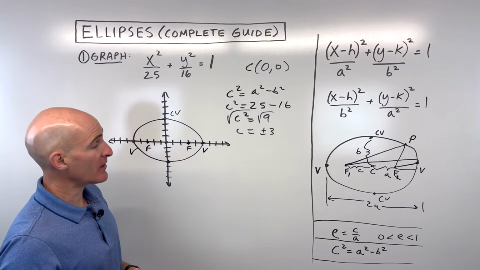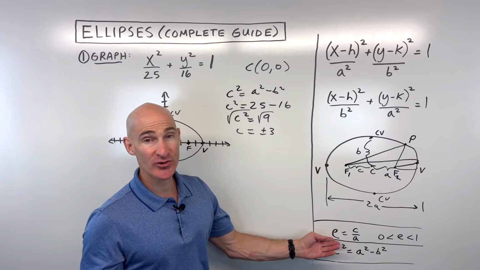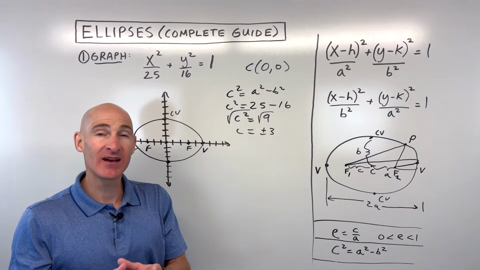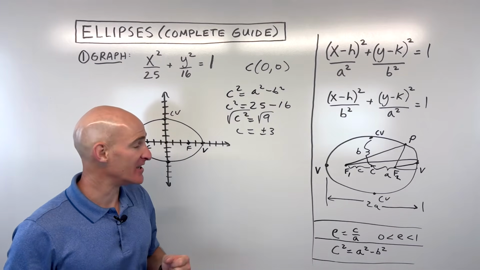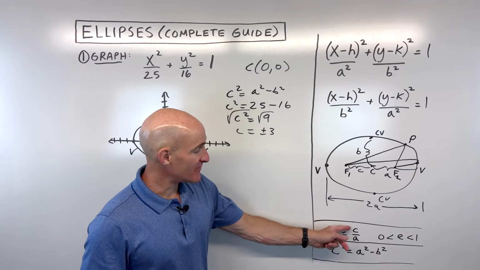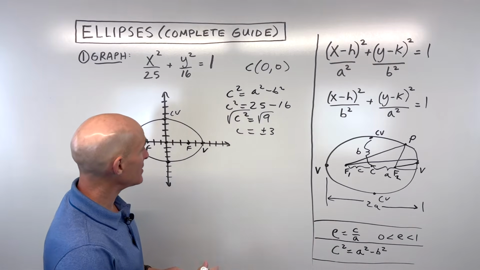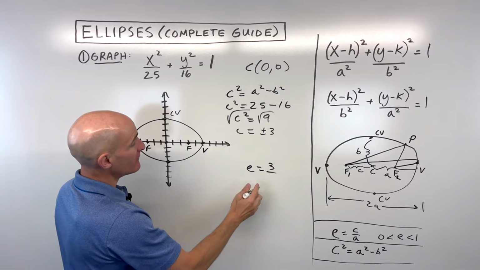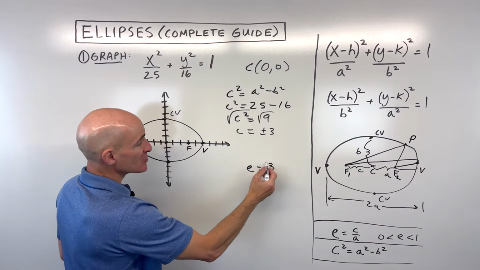Now the other thing that we want to pay attention to is something called the eccentricity. Eccentric, like how round is this ellipse, or how maybe out of round is it? The eccentricity is defined as c divided by a. So c came out to 3, a came out to 5, and so our eccentricity is 3/5.